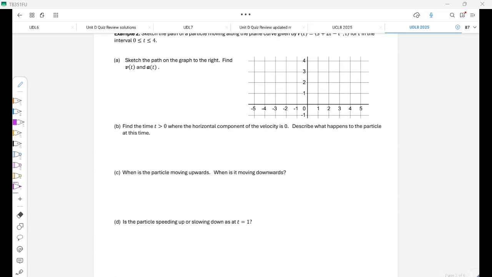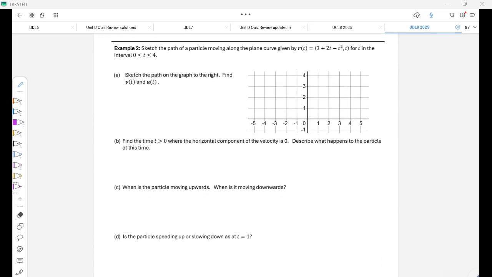All right. Okay. So, example 2. Sketch the path of the particle moving along the plane curve given by r of t equals that vector that you see there for t in the interval between 0 and 4. I'm just going to make a quick table down here where I have some space. I'm going to put t in the left column and r of t in the right column. Count from 0 to 4.